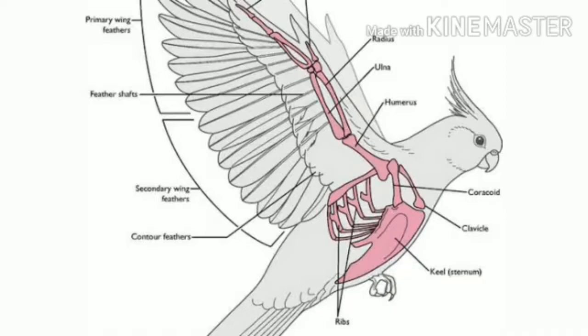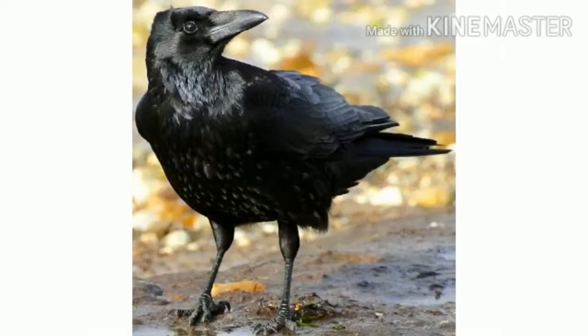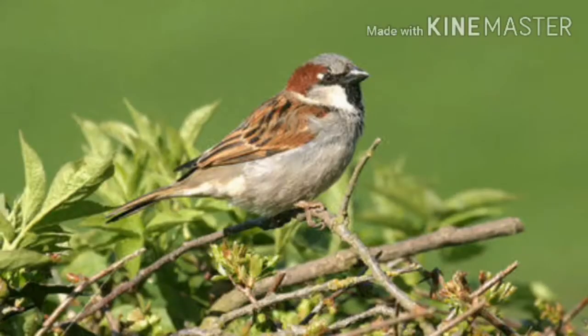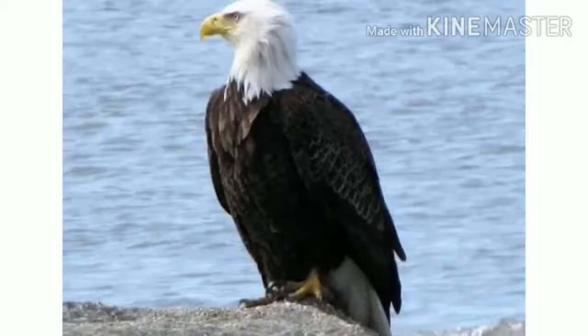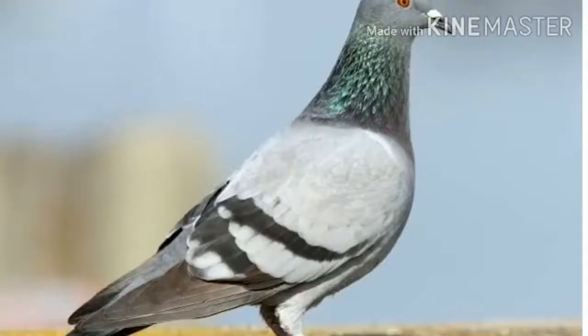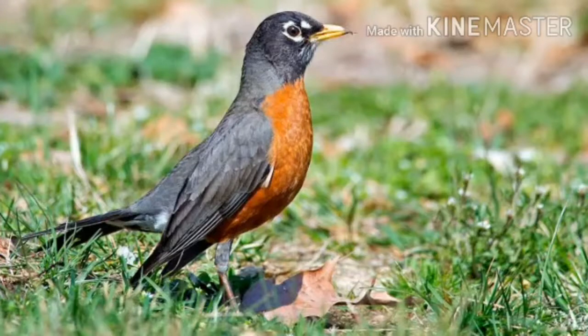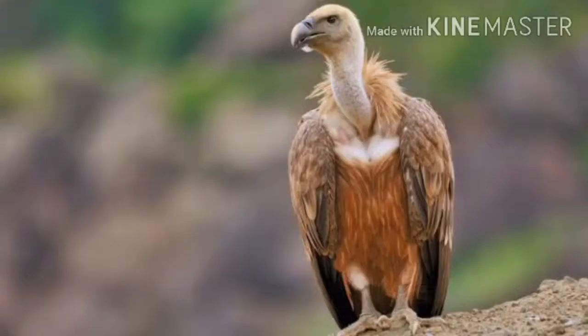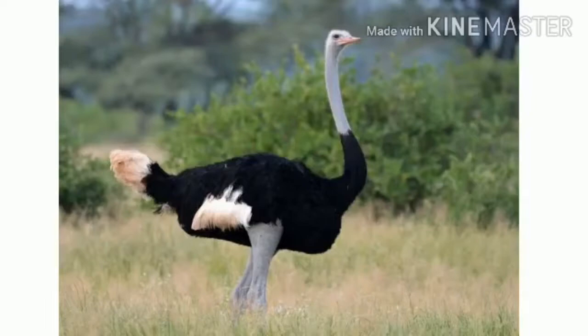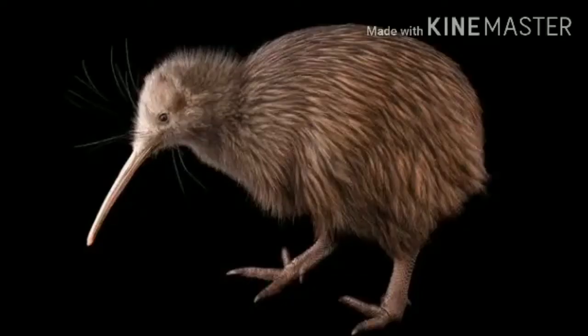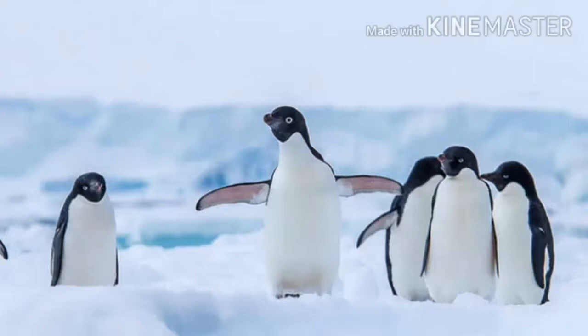Some very common birds are crow, sparrow, eagle, pigeon, robins, and vultures. Some birds like ostrich, kiwi, and penguins are big and heavy and cannot fly. They are called flightless birds.